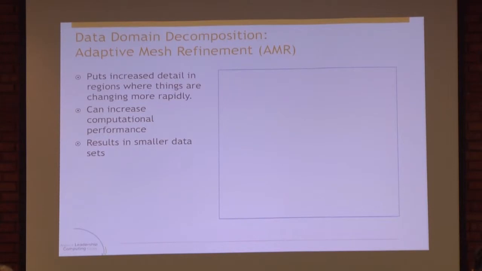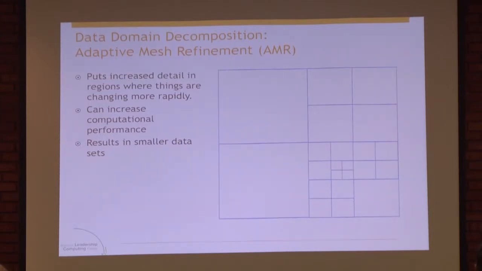So another way of breaking up the data domain is adaptive mesh refinement. If you put increased detail in regions where things are happening more rapidly, so if you know that ahead of time, or you can detect that as the calculation proceeds, you can start refining in places where things are happening more quickly.